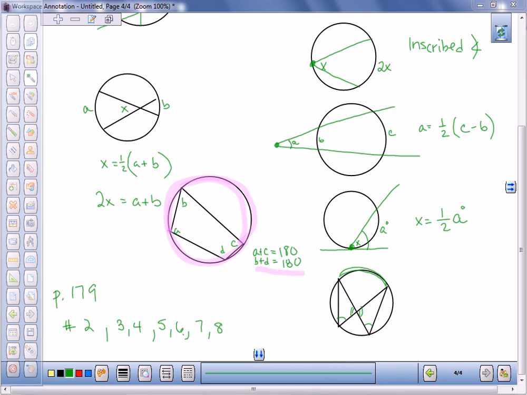Okay, guys, let's take a look at the problems you just did. Those problems were on page 179. This is lesson 27. Okay, what did you get for number 1? Number 2. B. Number 3. A. Number 4. C.